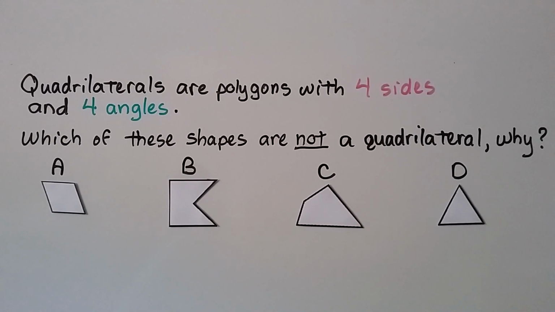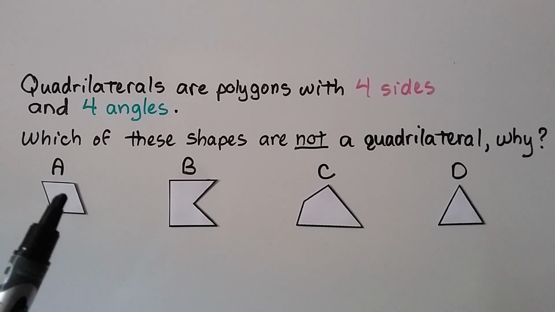Quadrilaterals are polygons with 4 sides and 4 angles. So which of these shapes are not a quadrilateral, and why? Is this a quadrilateral? Does it have 4 sides and 4 angles? 1, 2, 3, 4. It's got 4 angles. So that one is a quadrilateral.